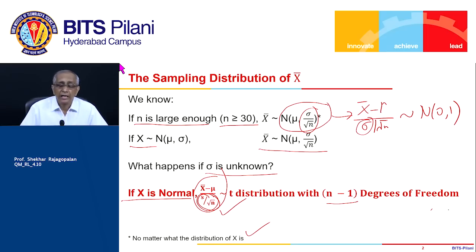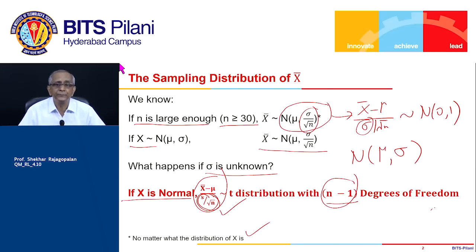One more thing, in the normal distribution, I have two parameters, mu and sigma. For the T distribution, we only have one parameter, which is the sample size minus 1. So for each sample size, 2, 3, 4, 5, all the way to infinity, n minus 1 is the parameter for the T distribution.